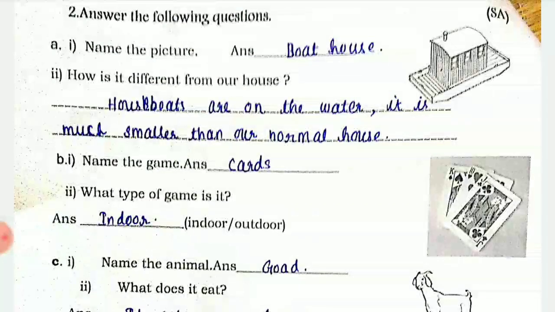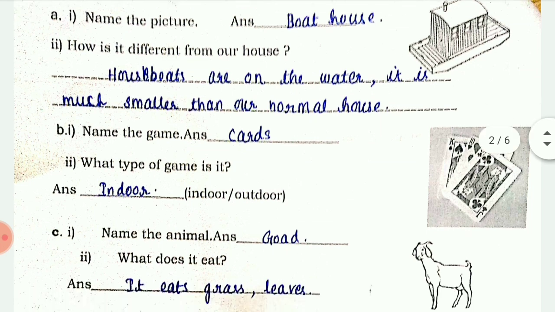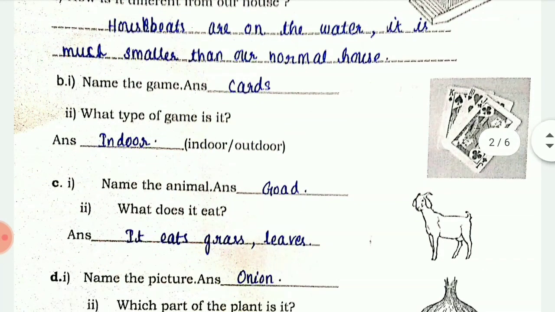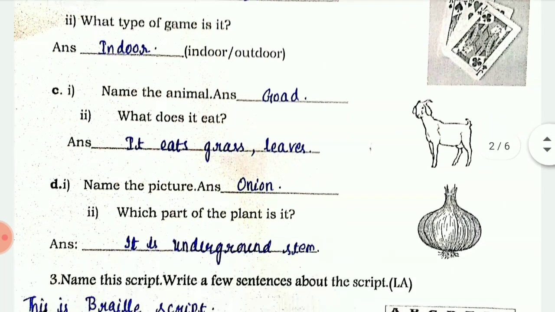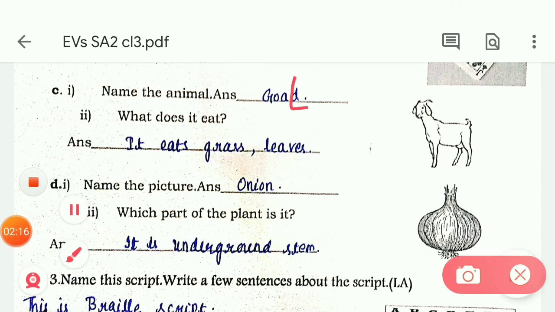Name the picture. So this is a houseboat. How is it different from our house? Houseboats are on the water. It is much smaller than our normal house. Name the game. So the game is cards. What type of game is it? Indoor. Name the animal: that is a goat. What does it eat? It eats grass, leaves.